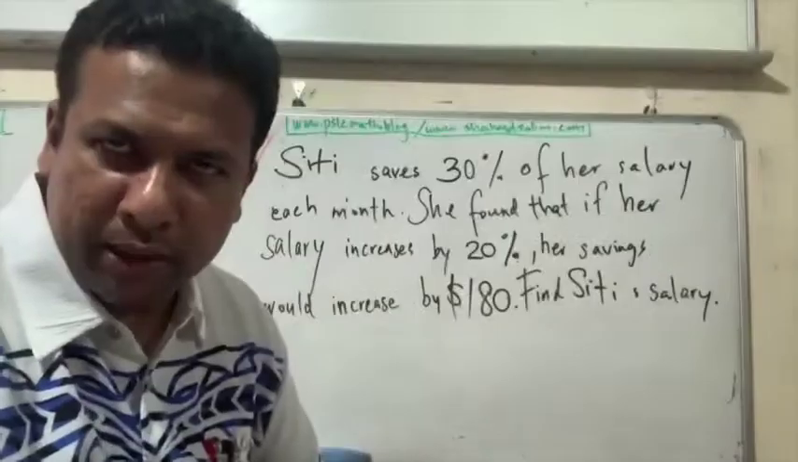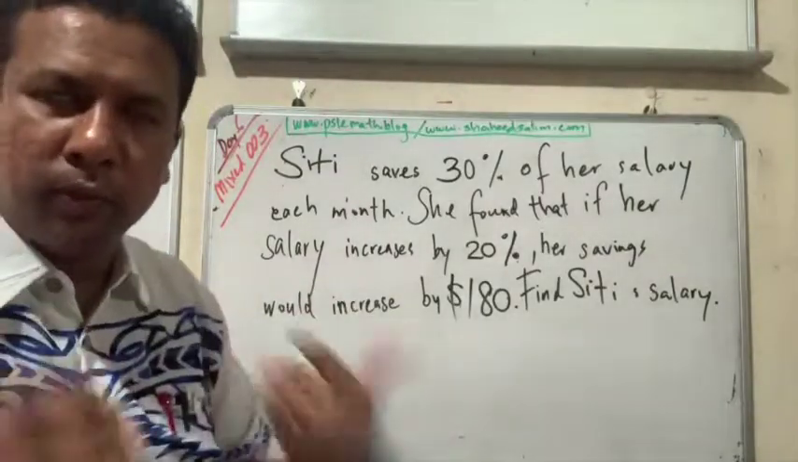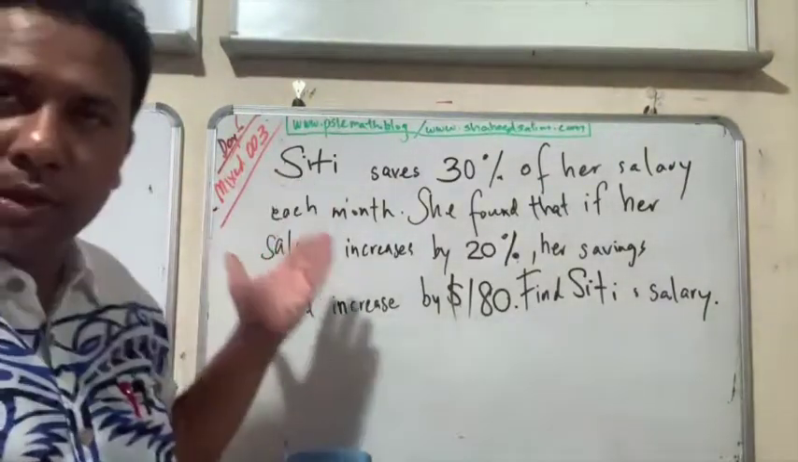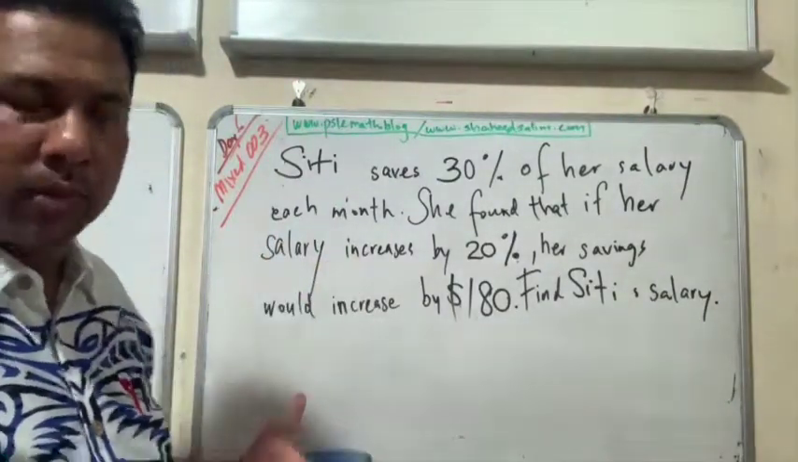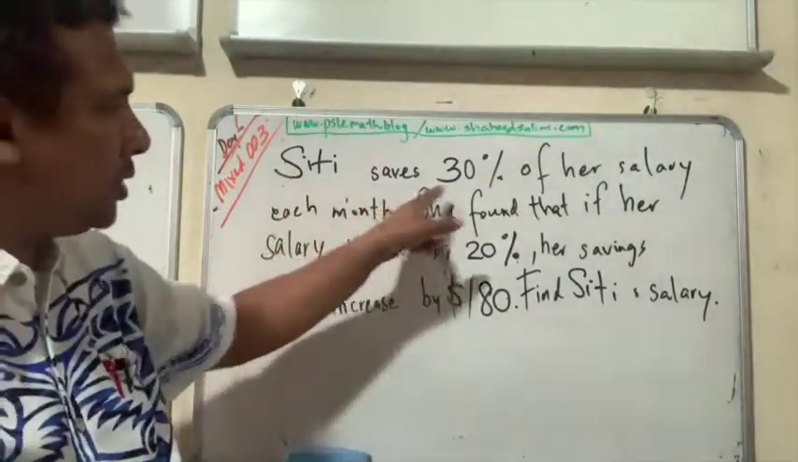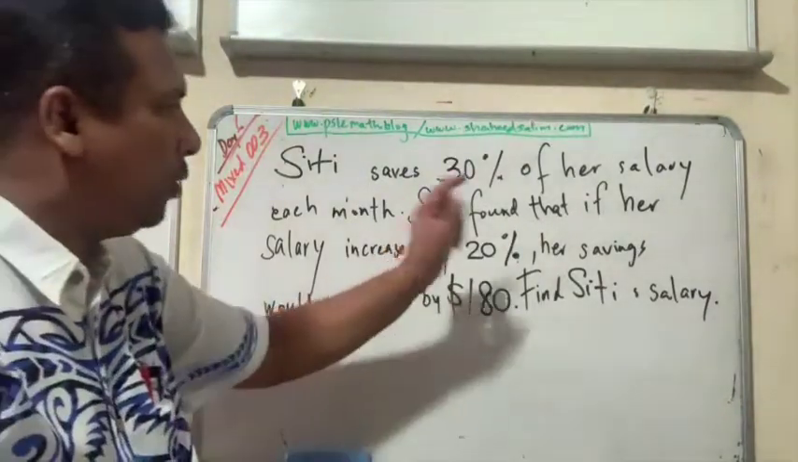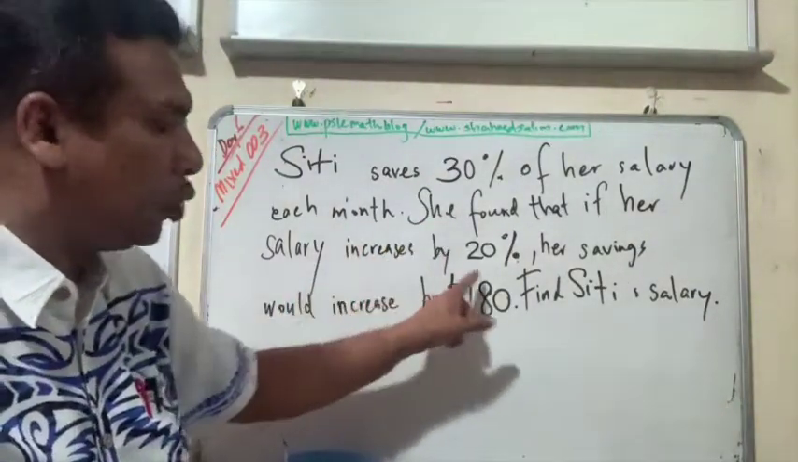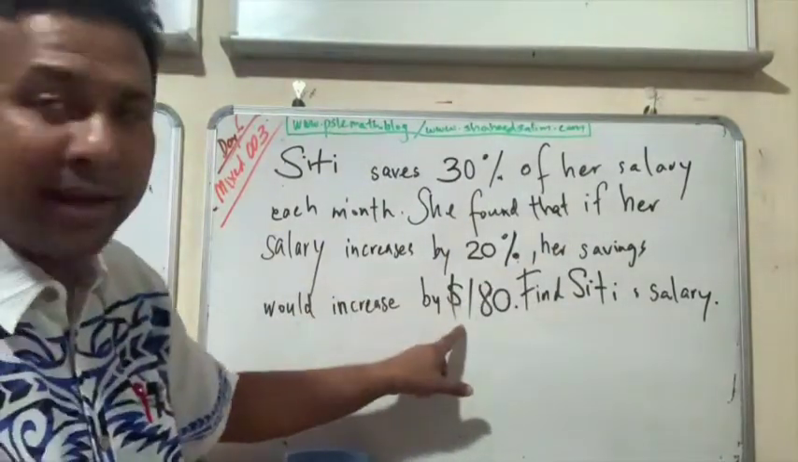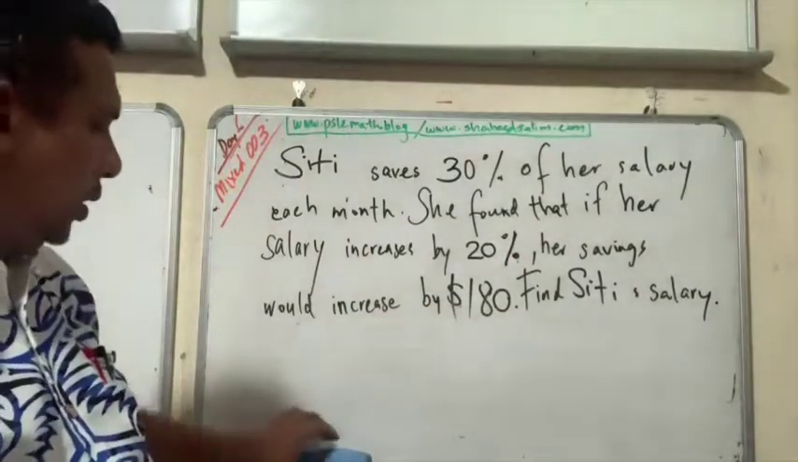Okay, this is question 3, a question that's similar to question 2. Really, this is for you to master this sort of question. Here we go, let's read the question and make sure you understand it. Siti, it's not Sally here, it's Siti now. Siti saves 30% of her salary. She found that if her salary increases by 20%, her savings would increase by $180. Find Siti's salary.